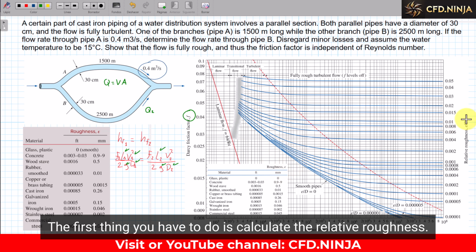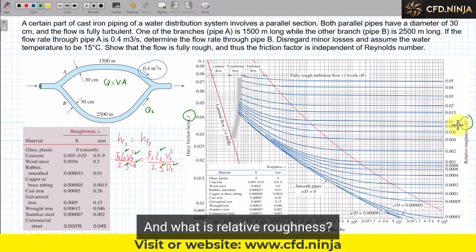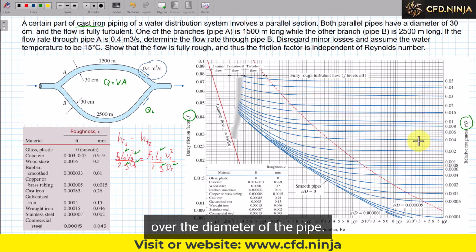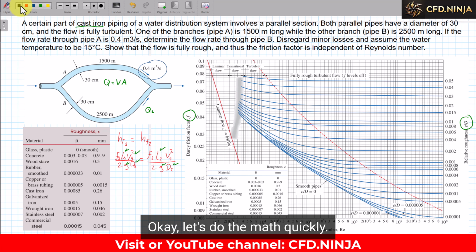The first thing you have to do is calculate the relative roughness. And what is relative roughness? It is the roughness of the material, which in this case is a pipe, here indicated as cast iron, over the diameter of the pipe. Okay, let's do the math quickly.